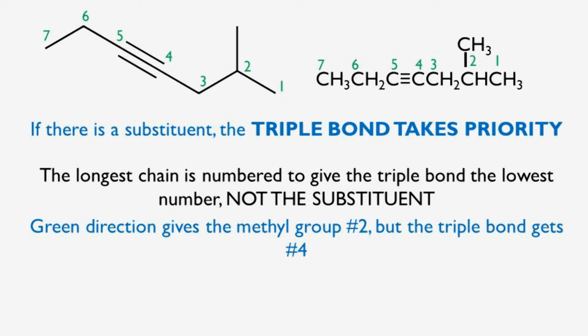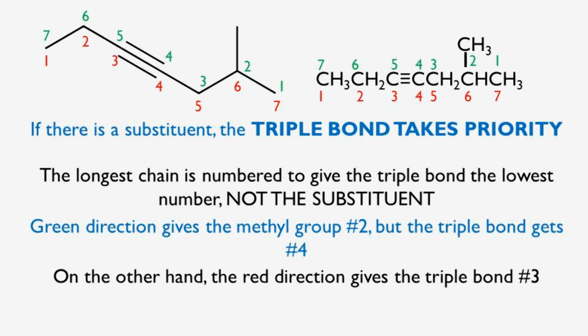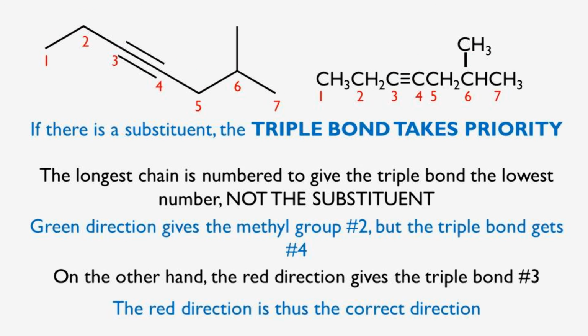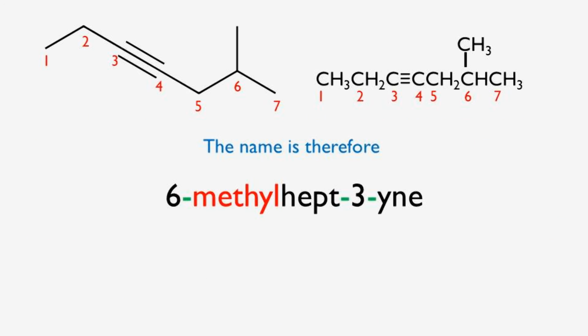In this case, the green direction gives the methyl substituent number 2. However, we don't look at that substituent. All we care about is the triple bond, and in this case, the triple bond begins at carbon number 4, whereas in the red direction, the triple bond begins at carbon number 3. Therefore, the red direction is the correct direction, even though the methyl gets a much higher number, which is number 6. So the name of this molecule becomes 6-methyl-hept-3-yne.